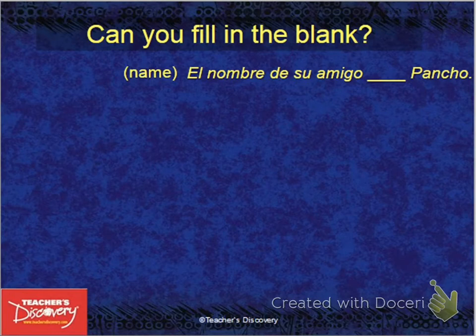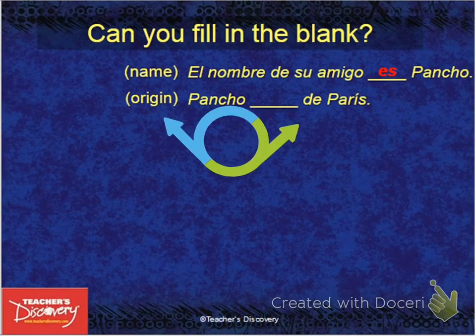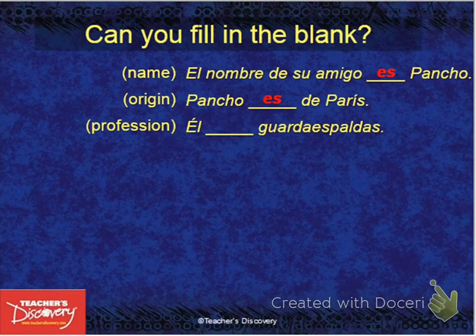Ser. So which conjugation of ser would it be on the blank? Es. Good. What about Pancho is from Paris? The de will always tell you origin, which is a clue for what verb? Ser. Which form of ser goes in the blank? Es. Okay. What about he is, and this is a profession.